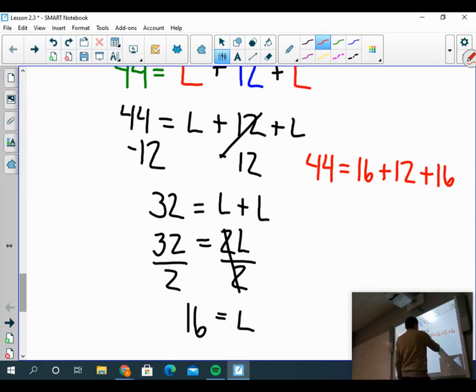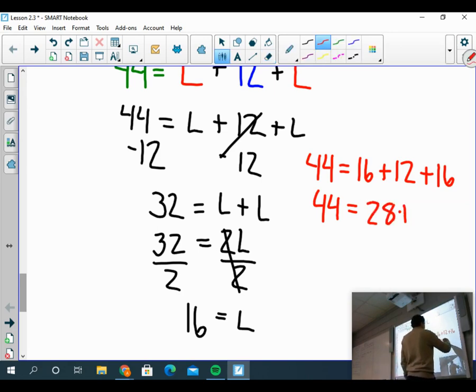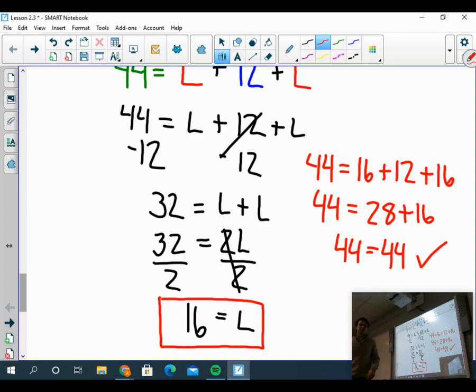Well, 16 plus 12 is 38, or 28, excuse me. And 28 plus 16 is 44. Hey, we have that true math statement we always look for when we check our work. So we can confirm that given the specifications we were given, 44 feet of fencing with a width of 12, we want a length of 16 feet.